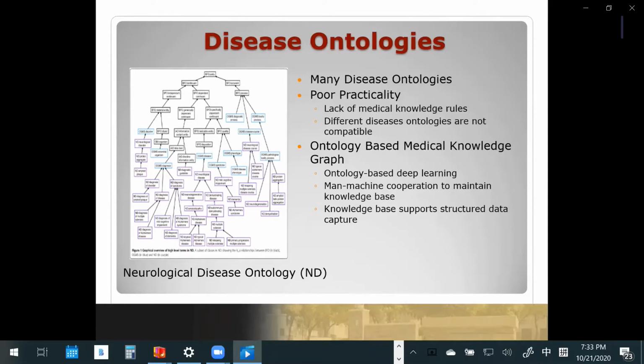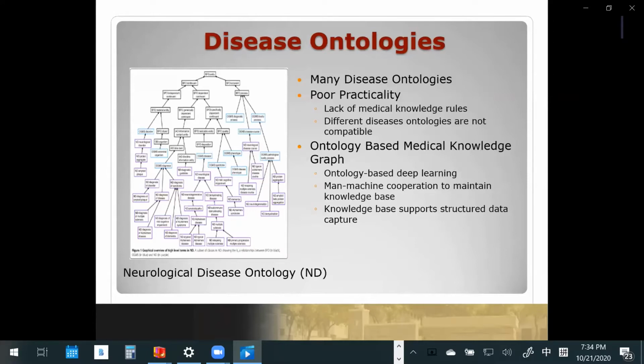30 years ago, the medical expert system had encountered the problem. The second problem is that different disease ontologies are not compatible with each other. This leads to incompatibility of clinical data based on different ontologies.